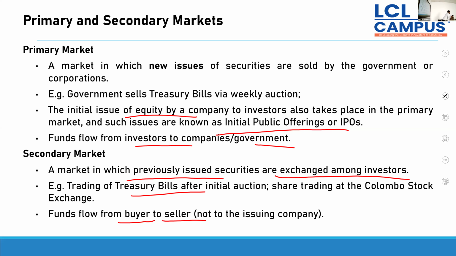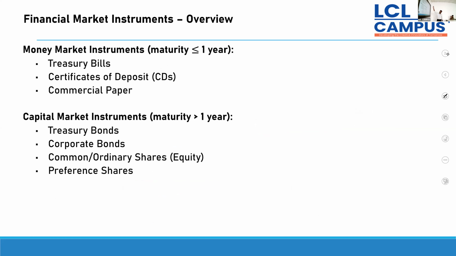Then what is the secondary market? The place where previously issued securities are exchanged from buyer to seller. Clear? You have the idea, right? Okay. So these are the examples we discussed. Money market instruments: treasury bills, certificates of deposit, commercial papers. Capital market instruments: treasury bonds, corporate bonds, ordinary shares, preference shares. Debentures are also there, right?